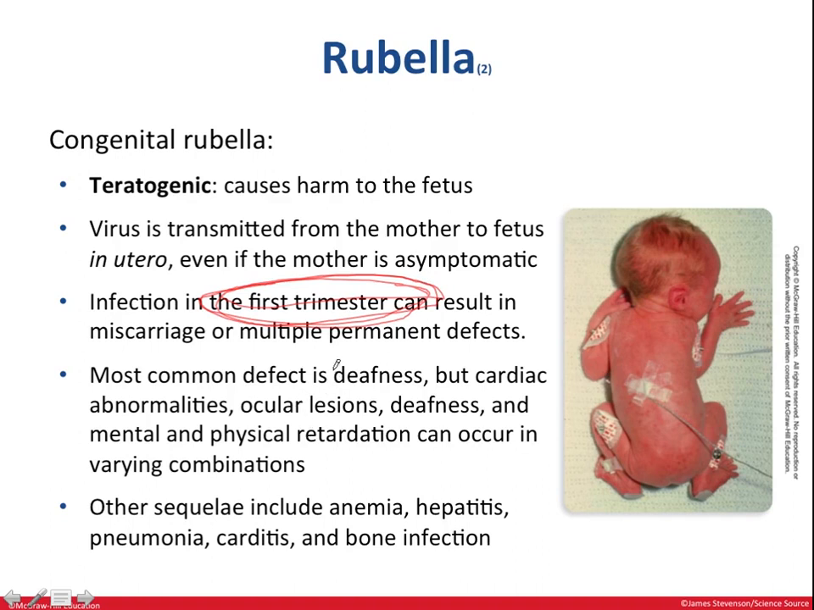The defects may include deafness, cardiac abnormalities, ocular lesions, and mental and physical retardation. The sequelae include anemia, hepatitis, pneumonia, carditis, and bone infections.